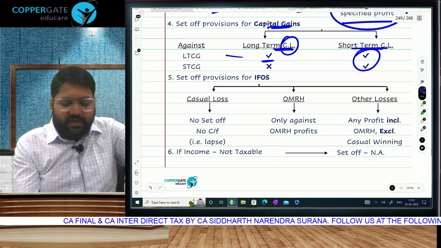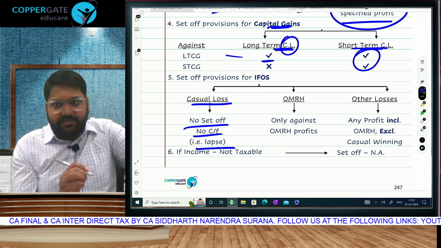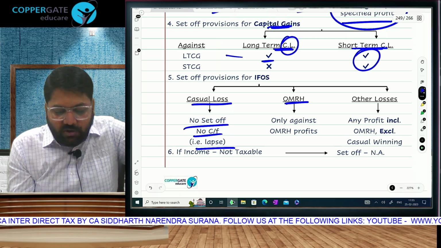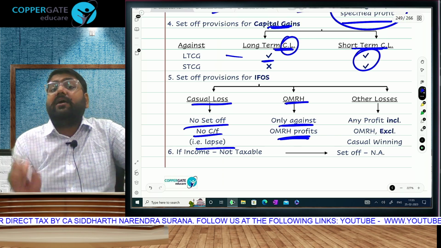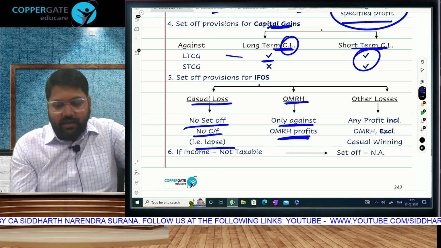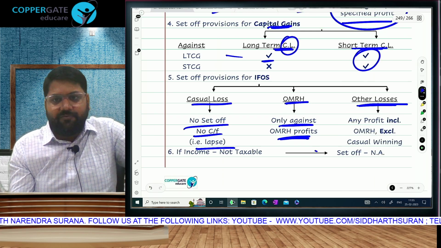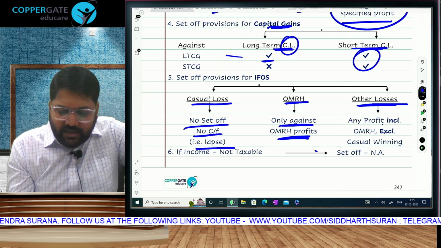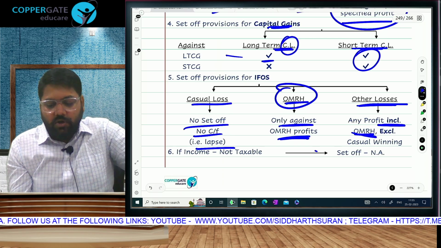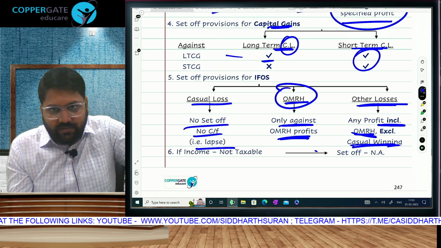What about IFOS? If you have casual loss, no set off, no carry forward, the casual losses will lapse. Absolutely no set off, carry forward. If you have owning and maintaining resources ka losses, they can be set off, but only against profits of OMRH, only against OMRH, not against anything else. And other IFOS ka losses you can adjust against any profit in IFOS, including OMRH, because restriction is again only on losses. But casual winning ke samne you will not be allowed.